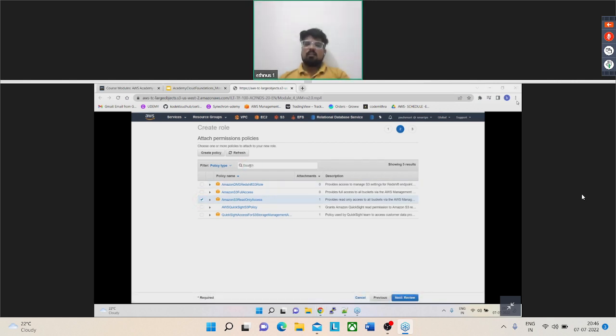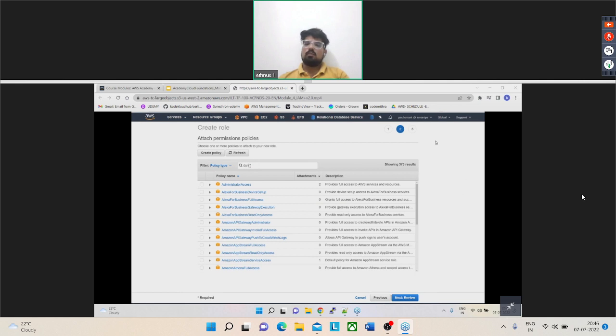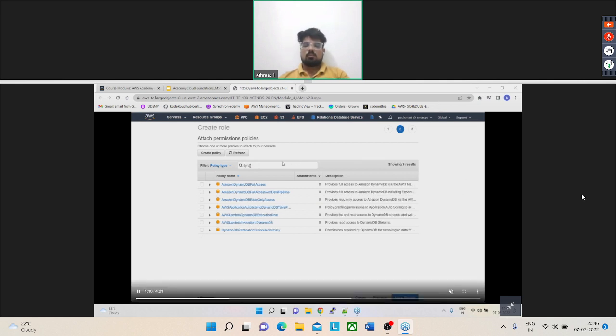Okay. Apart from that, he also needs to attach DynamoDB. So he's searching DynamoDB, and now this is one policy. Read only policy means a person who has read only access can only check the data. They cannot manipulate the data. Manipulate means they cannot create any new data. They cannot update any data. They can only see the data. They can only read the data. So those two policies we are attaching here.